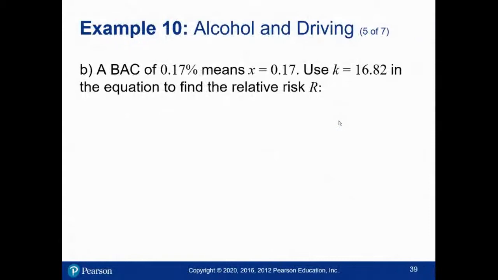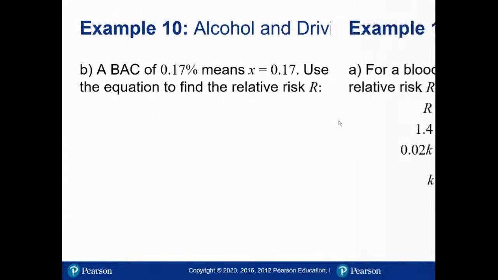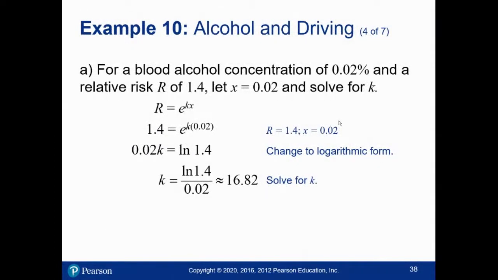All right, part B, suppose your blood alcohol concentration is 0.17. Incidentally, as long as we're going back, a blood alcohol concentration of 0.02 is like 1 drink for a normal-sized person. So after 1 drink, you are 40% more likely to get in a car crash.